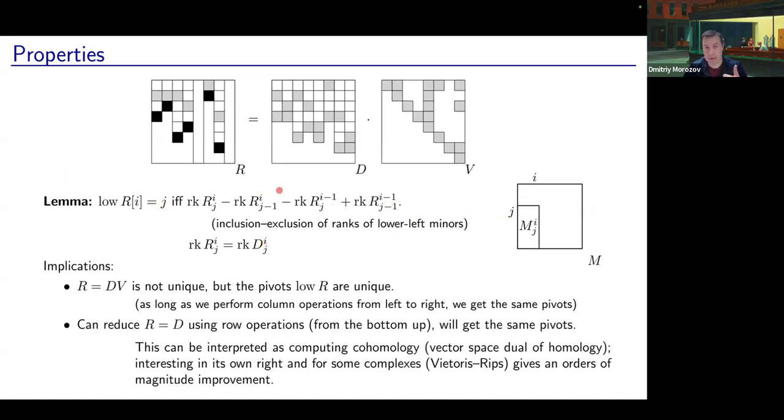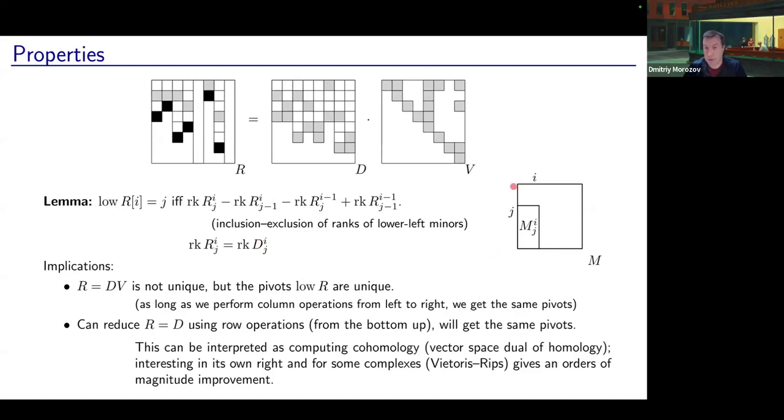Suppose that you believe that this lemma is true, that there is this pivot if and only if these ranks obey this inclusion-exclusion. Then the question is, when will the ranks not change? What operations can I do on the matrix D to make sure the ranks of the lower left minors don't change?